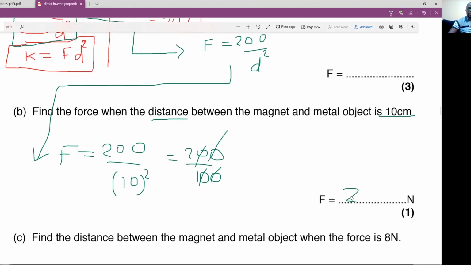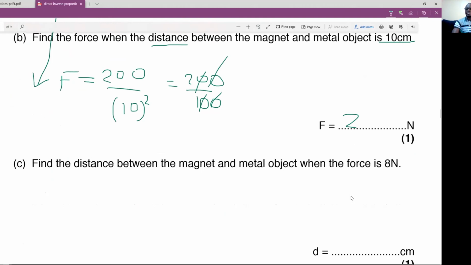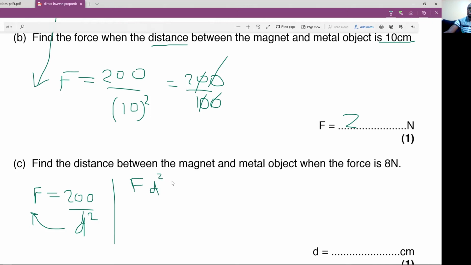All right. Let's move to part C of this question, which says, find the distance between the magnet and the metal object when the force is 8 newtons. Now, same way, just borrow the formula which says force equals 200 over d squared. In this case, they want the distance. So number one thing we want to do, we have to make the distance the subject of our formula. So we can take d squared to the other side to be multiplied, because on this side it was divided. When it crosses the equal sign, it becomes multiplied. So we'll have F multiplied by d squared equals 200.